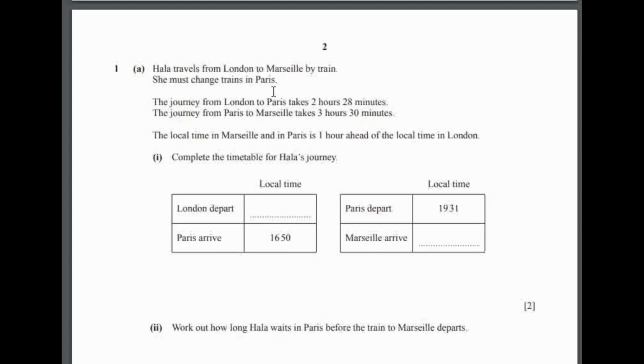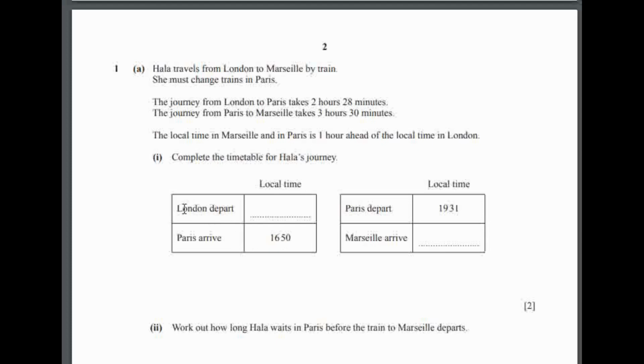The journey from London to Paris takes 2 hours and 28 minutes. The journey from Paris to Marseille takes 3 hours and 30 minutes. The local time in Marseille and Paris is 1 hour ahead of local time in London, which means the local time in Marseille and Paris is the same. Question 1 is: complete the timetable for Hala's journey.